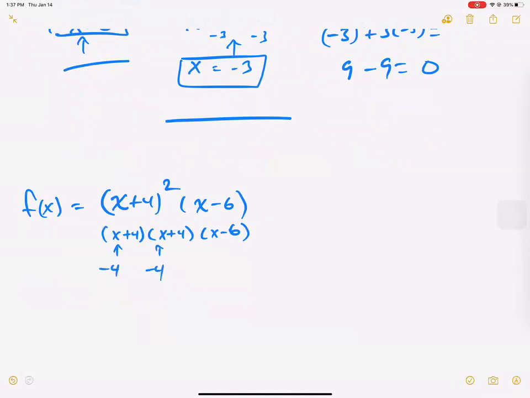And actually, this is all the work you need. If it works for one, it's going to work for both of them because they're twins. They're the same answer. And the last one is 6. So the x values here are negative 4 and 6. And on IXL, you're going to separate these answers by a comma. And that's it.